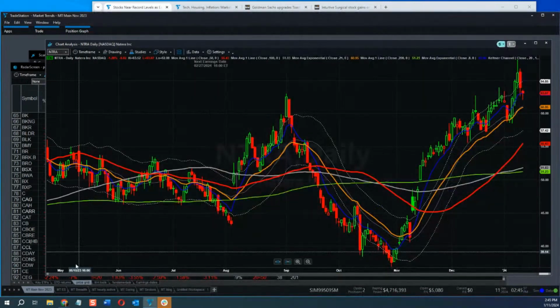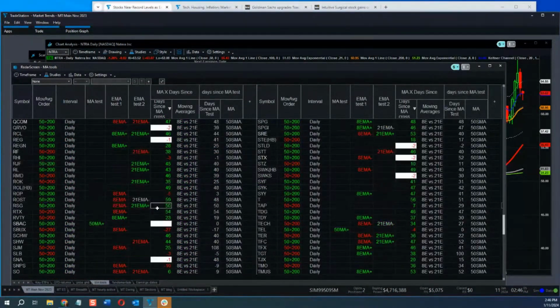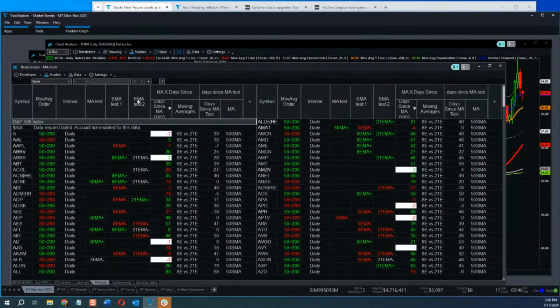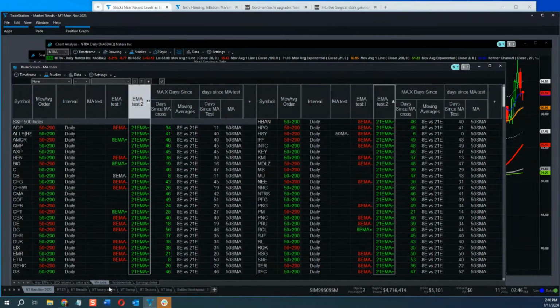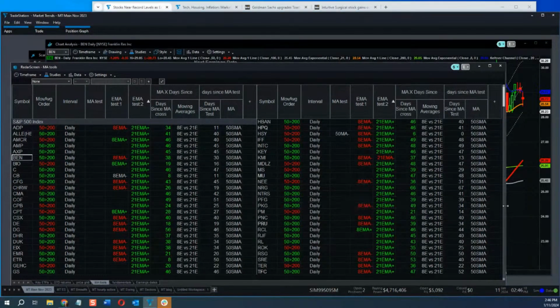So, all right, let's look now at stocks that are doing some interesting things. We're going to go to our MA tools. Like I said, we can see here all the S&P 500 stocks right now that are hitting their 21-day moving average. We go to our MA tools on our workspace, and we can see this whole list of companies here. Just interesting. I'm going to make this smaller so we can see.